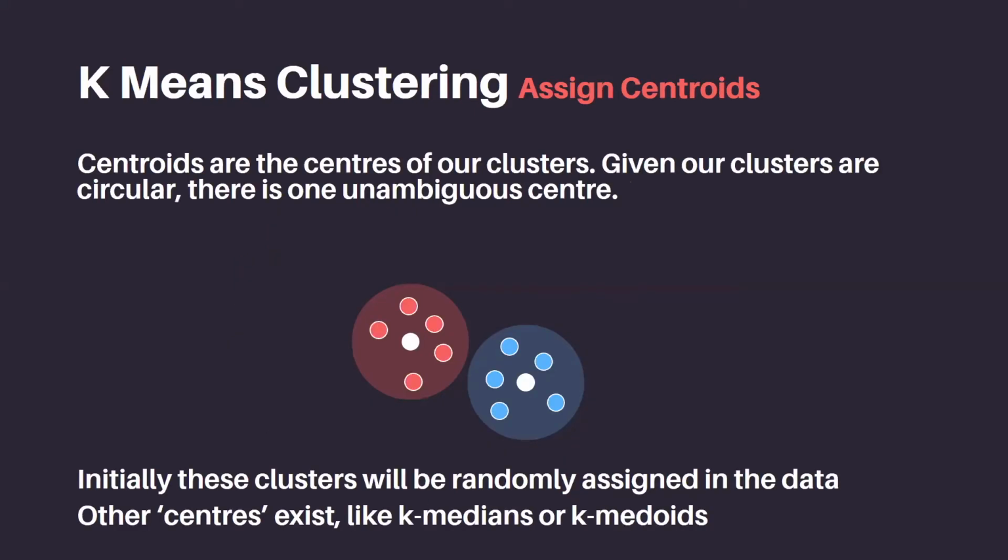Then we can start assigning centroids. So what is a centroid? Centroids are the centers of our clusters. Given our clusters are circular, there has to be one unambiguous center, the center of our circle. Initially, these centroids will be randomly assigned in the data. Other centers exist like k-medians or k-medoids, but we'll be using centroids. Remember, centroids are the centers of our clusters. In this case, we have a red cluster. The centroid is shown in white, and we have a blue cluster, and the centroid is shown in white respectively there. Remember, they're radial, and the centroid is the center of our cluster.